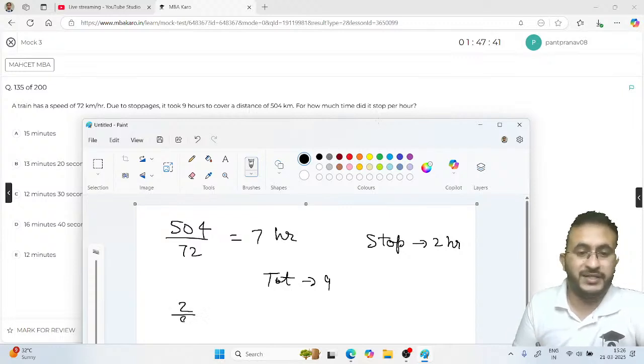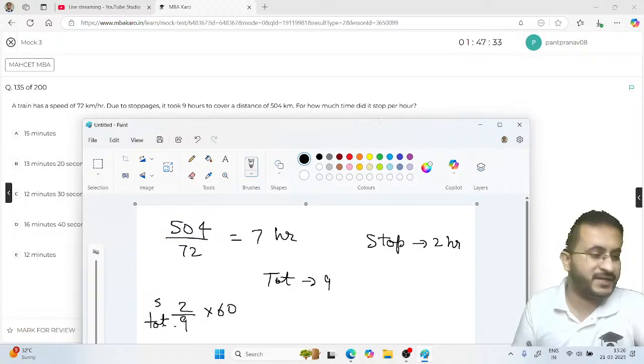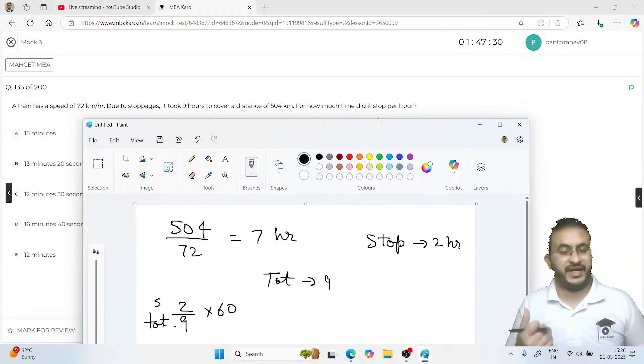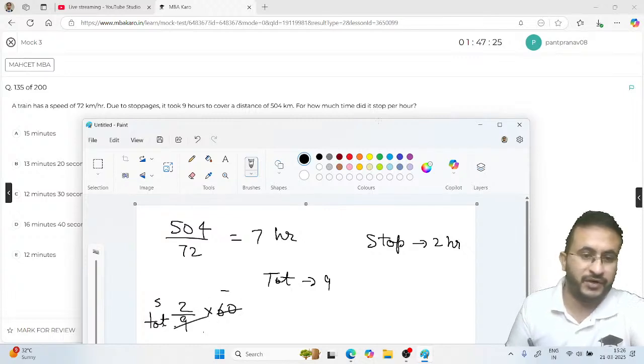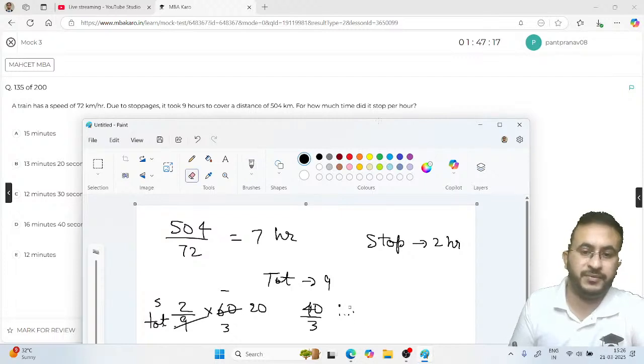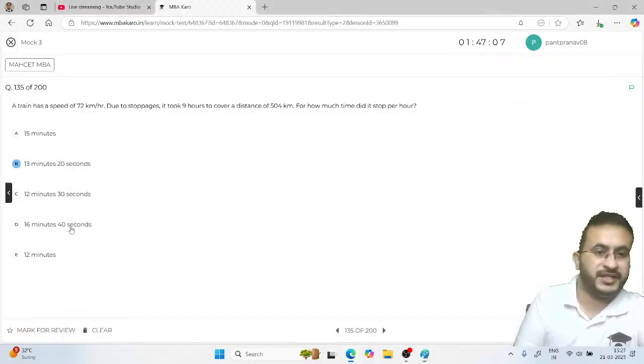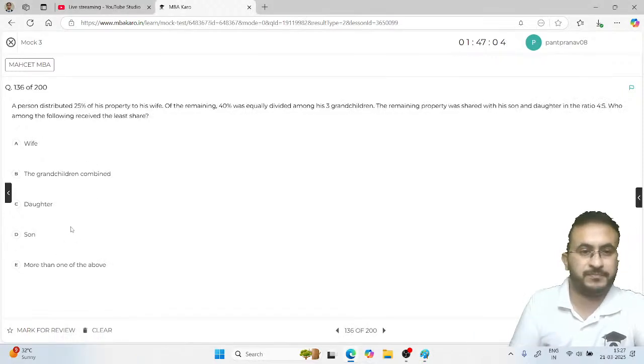It is asking how much time it stopped per hour. So 2 hours out of 9 hours was stopped, and the total is 9. The stop amount is 2 by 9. Now we need to convert to per hour, so we multiply by 60. 2 by 9 of 60 gives 40 by 3. Sorry, this will be in minutes, because we multiplied by 60. 40 by 3 minutes is 13 minutes and 1 by 3, which is 20 seconds. So 13 minutes and 20 seconds per hour is the stop time.